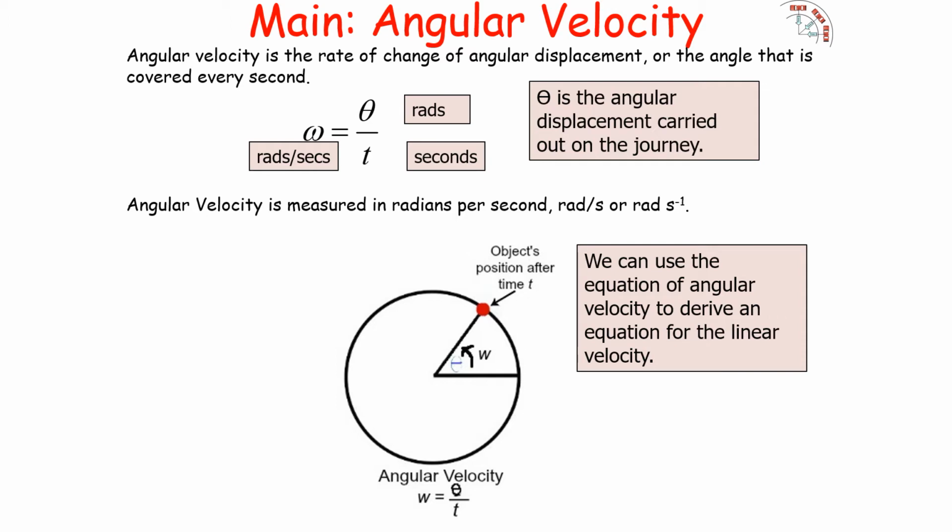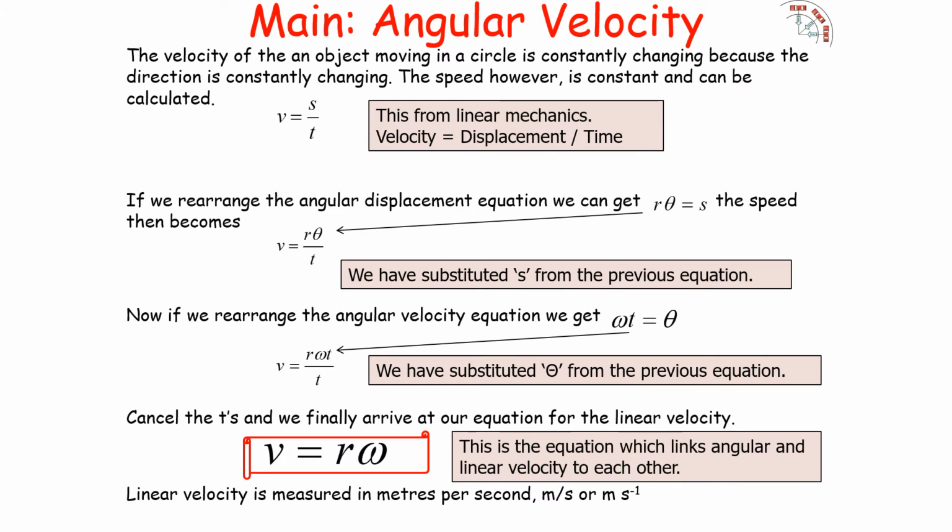We can use the equation of angular velocity to derive an equation for the linear velocity. When we work this all through, as you can see on the screen, the equation which links angular velocity and linear velocity together is: linear velocity is equal to radius times angular velocity.